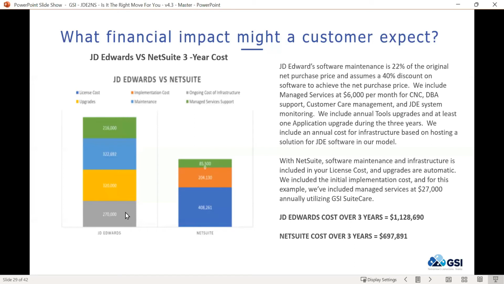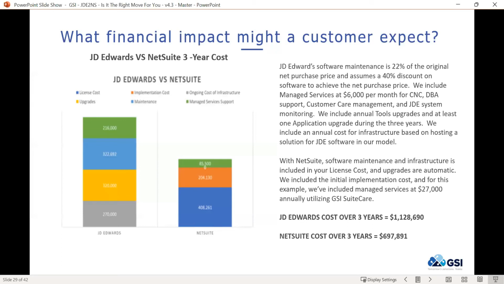You can see the categories on the JD Edwards side. And then you can see the corresponding categories in NetSuite. With NetSuite, we've got software maintenance and infrastructure, which is included with your licensing cost. Upgrades are automatic. We include an initial implementation of the software in this 3-year model.